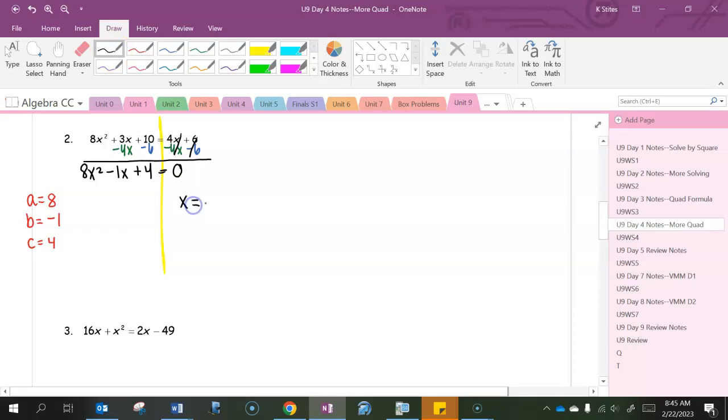So x equals opposite b, so it's not negative 1, it's a positive 1, plus or minus the square root of b squared, make sure you have parentheses, minus 4ac all over 2a.